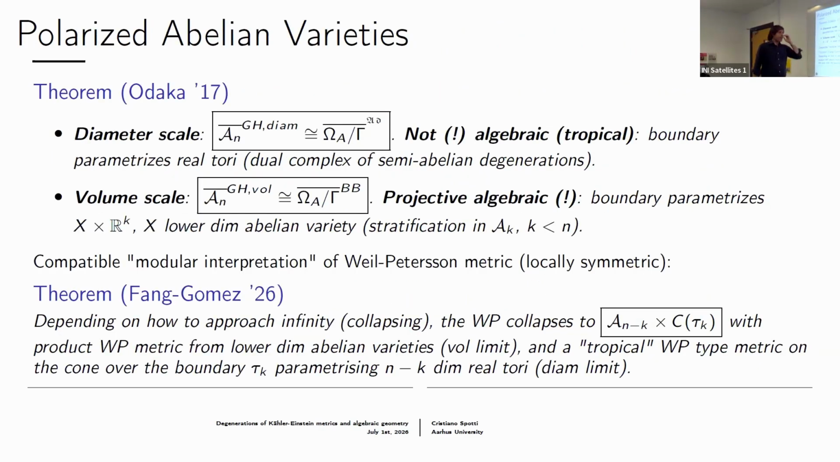So again, an example in higher dimension of this scale picture. If one goes with polarized abelian varieties, this can be computed by hand again. The diameter scale compactification can be identified with a certain compactification of the locally symmetric space, the Satake compactification, which is not algebraic. It is a tropical compactification that matches the diameter scale. At the boundary you get real tori, but these are a kind of dual complex of semi-abelian degenerations, not really an algebraic variety, but a dual complex of them.